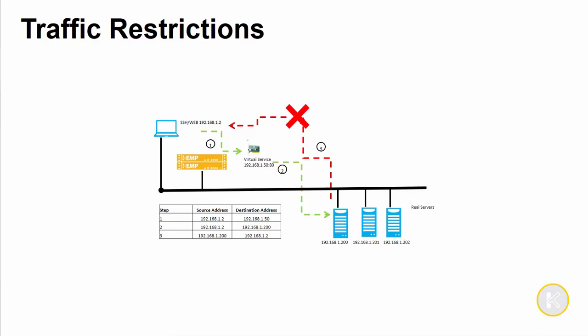Then, in Step 2, since transparency is on, the Loadmaster will send back the original client IP of 192.168.1.2 to the real server at 192.168.1.200. Step 3, the real server will send traffic directly back to the client at 192.168.1.2. The client doesn't know what to do with this traffic since it never started a conversation with IP address 192.168.1.200 in the first place.